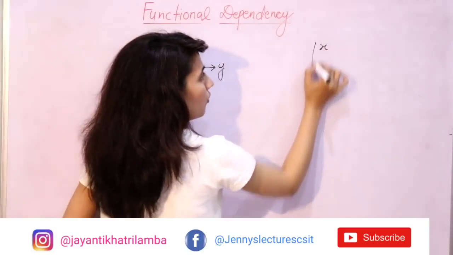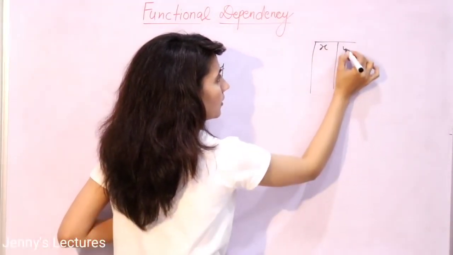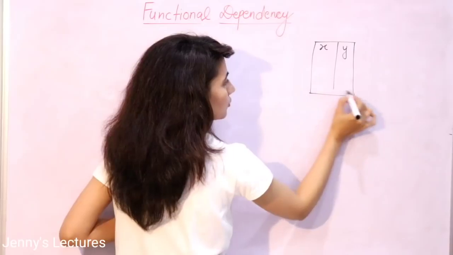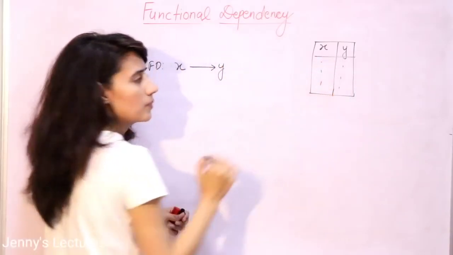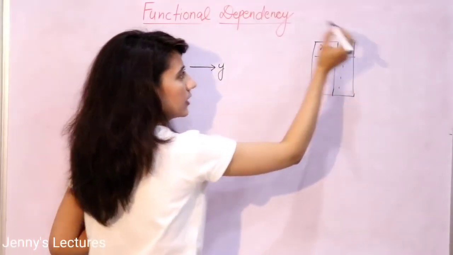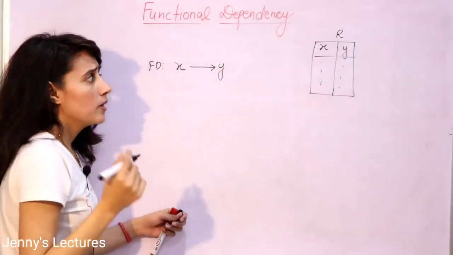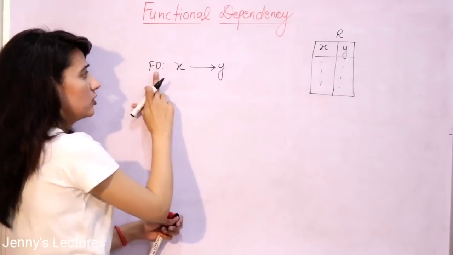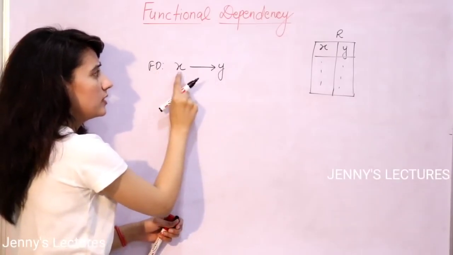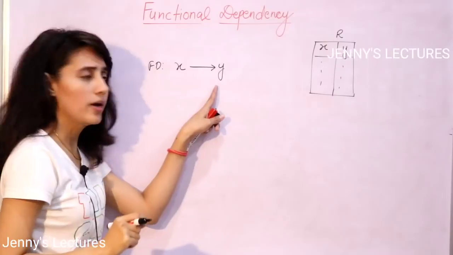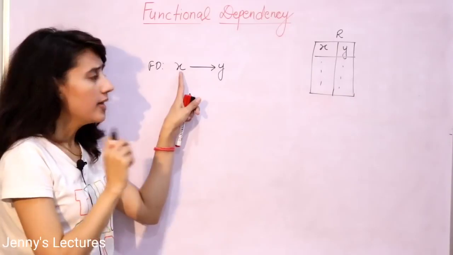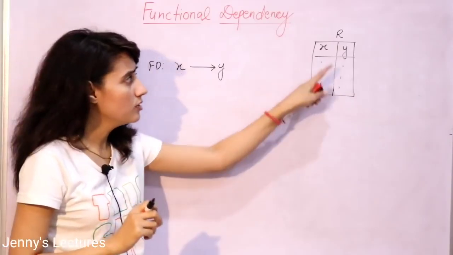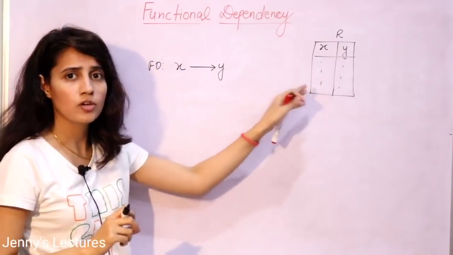I am taking one relation, or you can say one table. There I have only two attributes, right? These are having some values. This is a relation R or a table, right? Now, if I write the functional dependency x to y, it means x determines y. It means if I tell you the value of x, then from this table you can search the value of y.